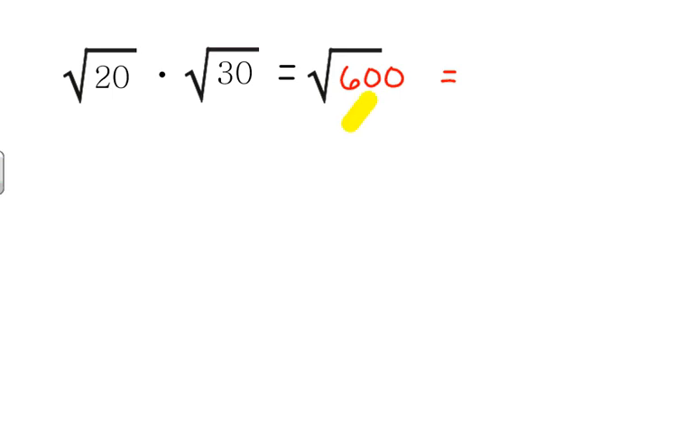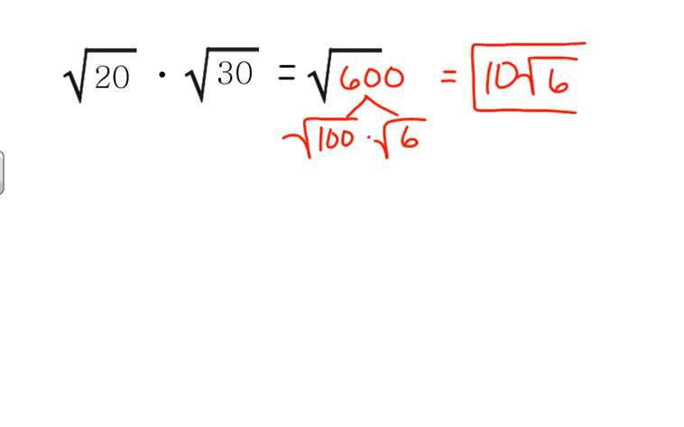So I'm going to try and break it down. Since it's a multiple of 100, I'm going to use 100, which I know is perfect, times 6. 100 times 6 is 600, so now I have this. What's the square root of 100? The square root of 100 is 10. And the square root of 6, yeah, that's irrational. There's nothing I can do about that. So the best answer I can come up with is 10 root 6.